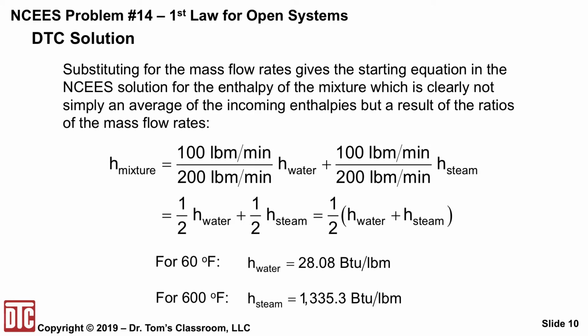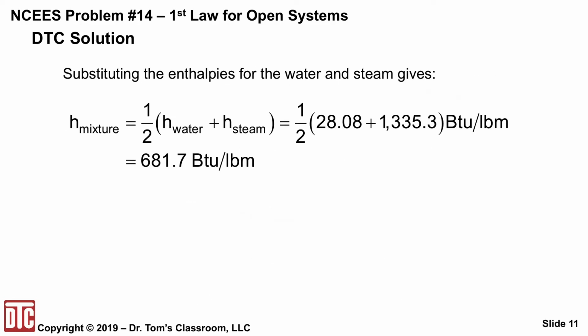Okay, so from the steam tables in the reference handbook, this is for atmospheric pressure. At 60 degrees, h of the water is 2808 BTUs per pound mass. The h of the steam is 1335.3 BTUs per pound mass. So put those two values in and divide by 2, and you get 681.7 BTUs per pound mass.